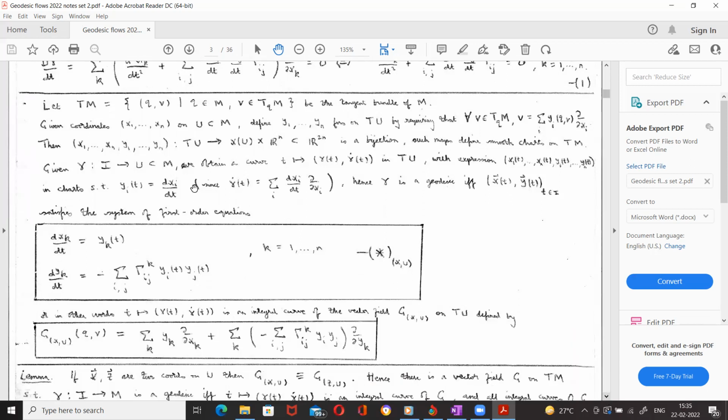So let's look at the tangent bundle now. For convenience, I'm going to write points of the tangent bundle as pairs (q, v), where q is the foot of the tangent vector. So q is a point in M and v is a vector in T_qM. I'll write the elements of the tangent bundle for notational convenience as pairs (q, v). Now we know how to get coordinates on the tangent bundle.